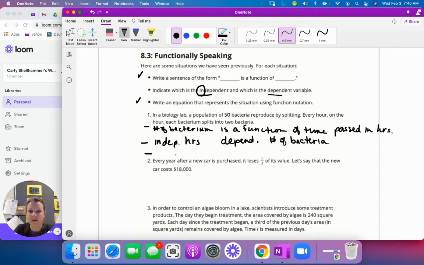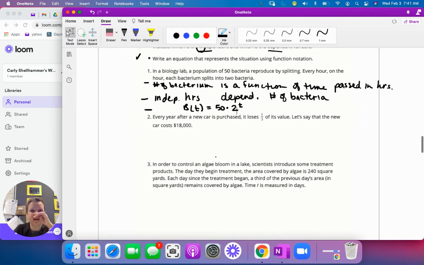And then our equation would be, I could use anything. Let's see. Bacteria at a certain time is equal to, let's see, 50 is our initial amount, and we're doubling. All right, that's simple.